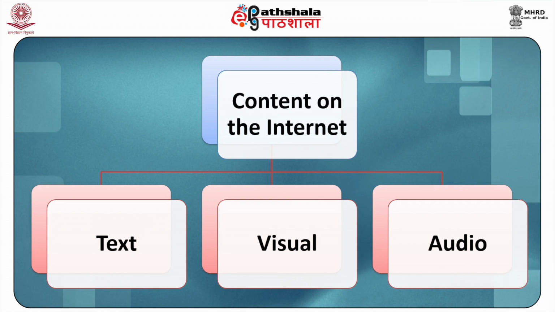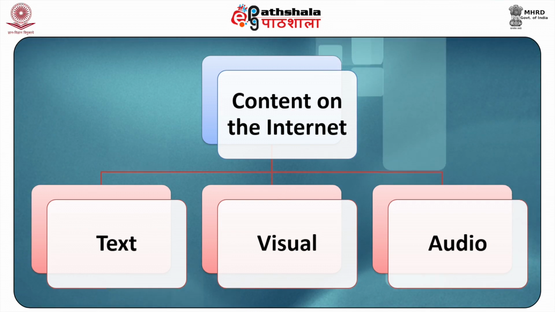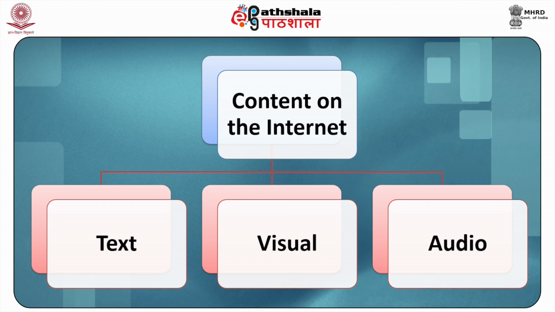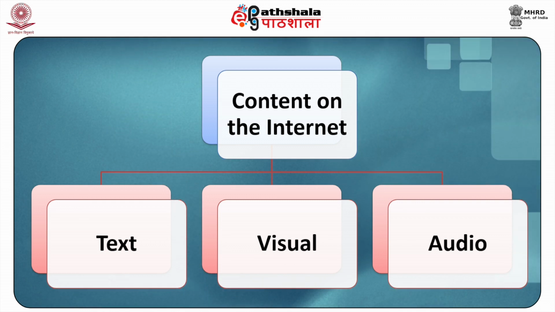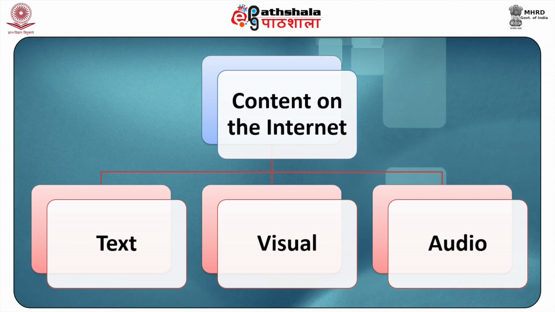Content on the internet. The content available on the internet is broadly classified into three main categories, which are text, visual, and audio. For example, YouTube.com is a popular website for videos, while Flickr.com is a massive repository for images.